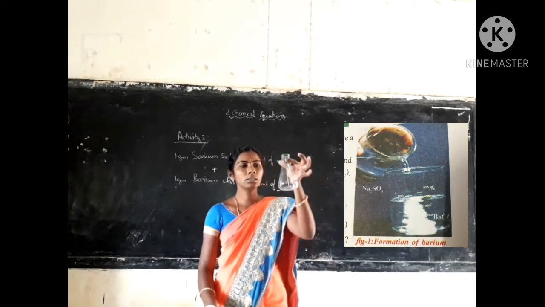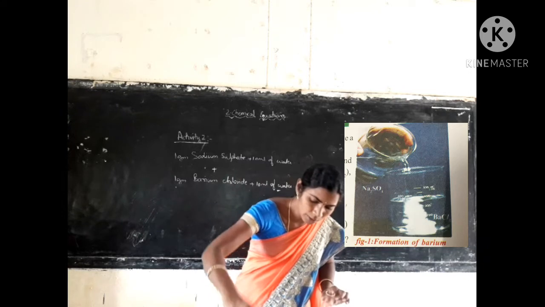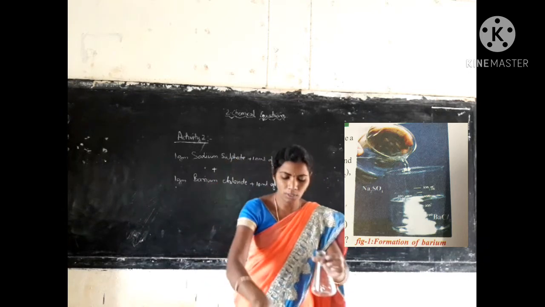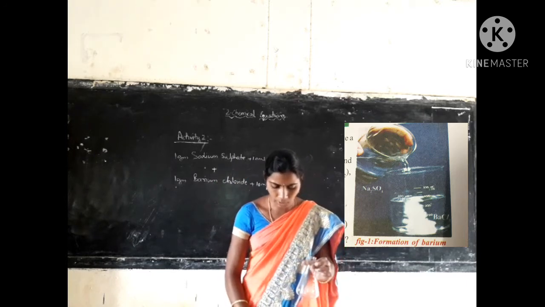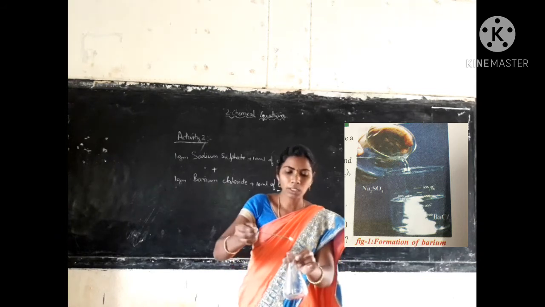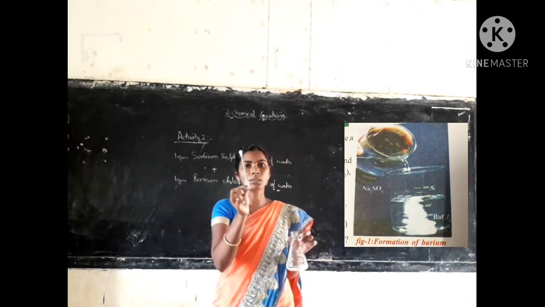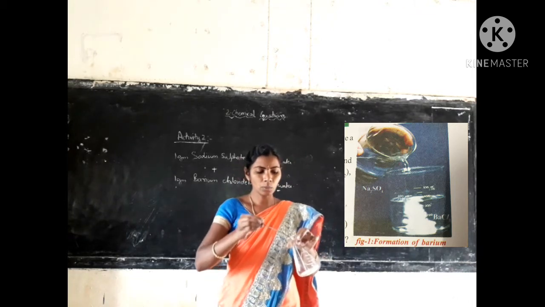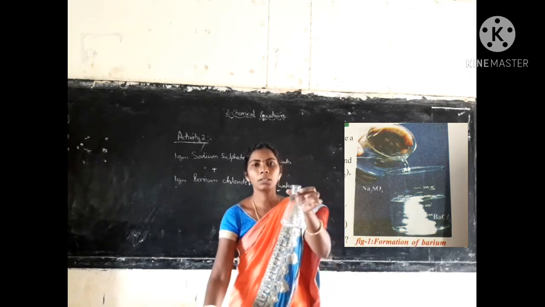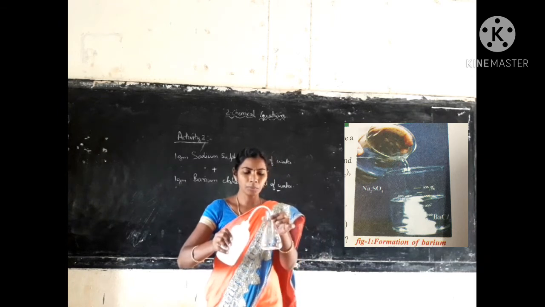Here, this apparatus is called a conical flask. So in this conical flask, what am I taking? See here. You can clearly see sodium sulfate. So I am taking sodium sulfate in this conical flask. 1 gram is 1 spatula. This one we are calling a spatula. 1 spoon means it will be 1 gram. So I am taking 1 gram in this conical flask and 10 ml of water. 10 ml means a little quantity.